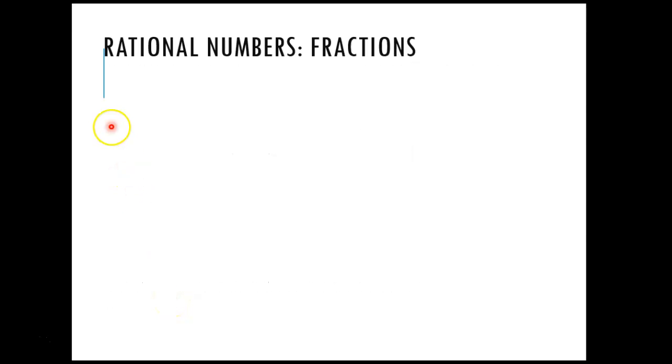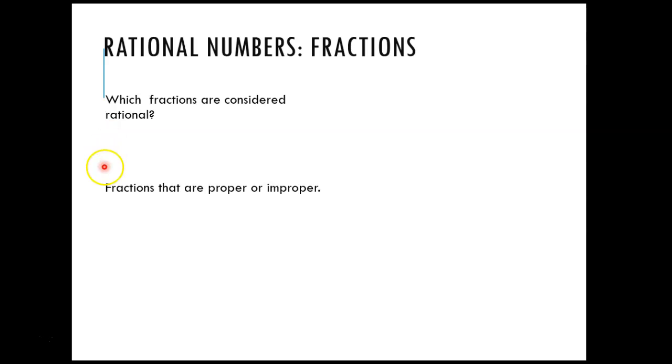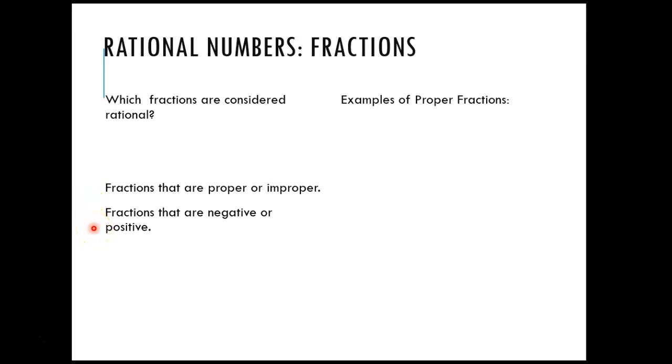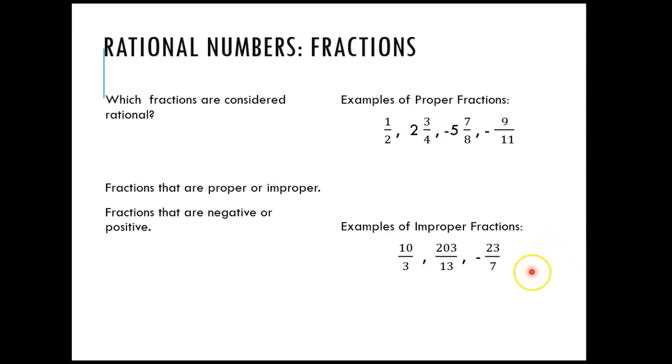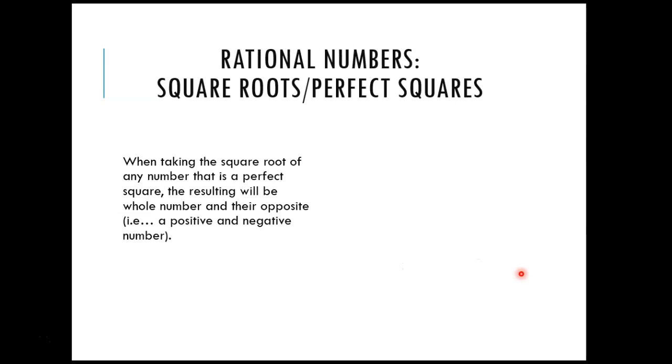Let's move on to rational numbers that are fractions. Which fractions are considered rational? Fractions that are proper or improper, fractions that are negative or positive. Some examples of proper fractions would be 1/2, 2 3/4, -5 7/8, or -9/11. Examples of improper fractions, this should all be review, guys: 10/3, 203/13, and -23/7.